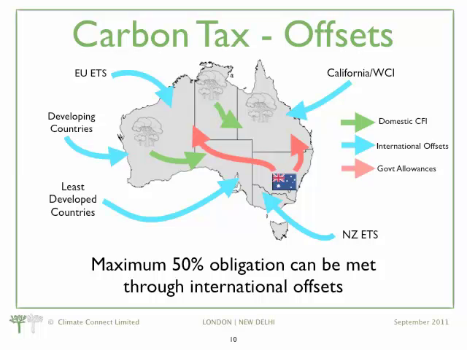The international offsets can come from EU ETS, developing countries, least developed countries, New Zealand ETS, the upcoming California Cap and Trade Scheme, and the Western Climate Initiative. Liable entities can fulfill a maximum of 50% of their obligation through international offsets.